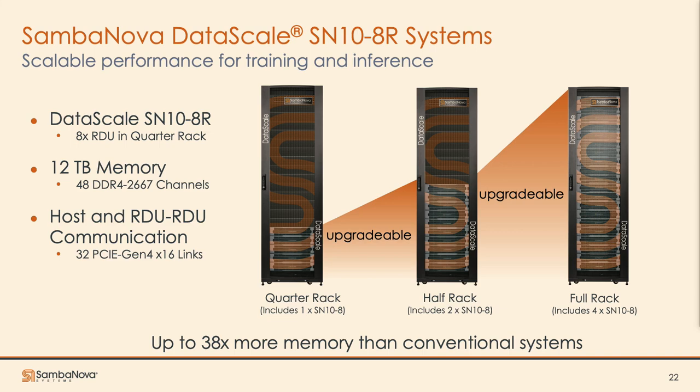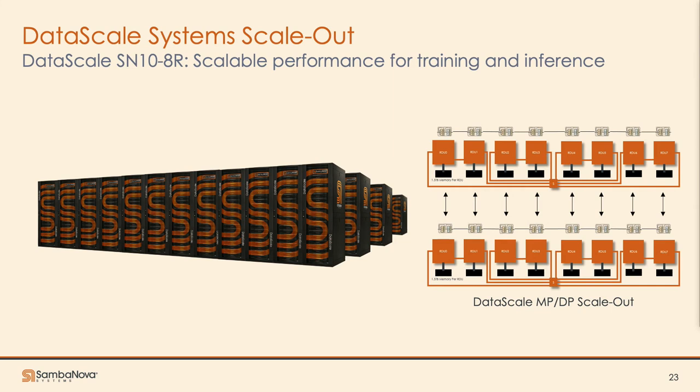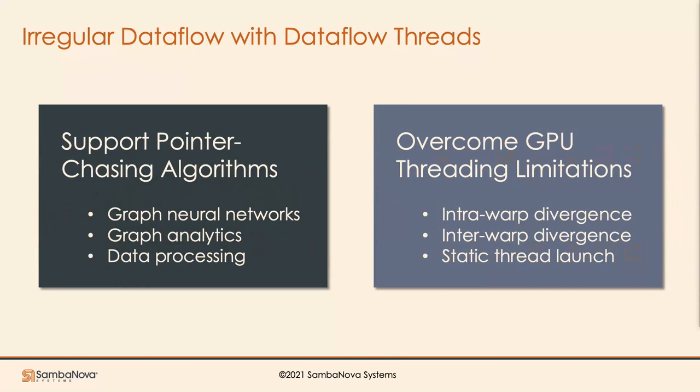We could connect these racks together with commodity InfiniBand or Ethernet networks to build much larger scale-out systems that can provide the ability to train and serve huge models and provide the capabilities that are required for modern ML environments. So one question that often comes up when I describe the reconfigurable data flow architecture is, how flexible is this idea? How much headroom do you have, and can you deal with dynamic models? And so at Stanford, we've been continuing to innovate on this idea, and we've come up with support for irregular data flow using this idea of data flow threads, right?